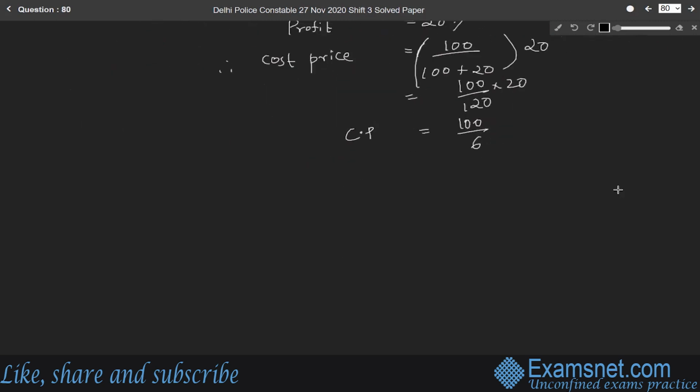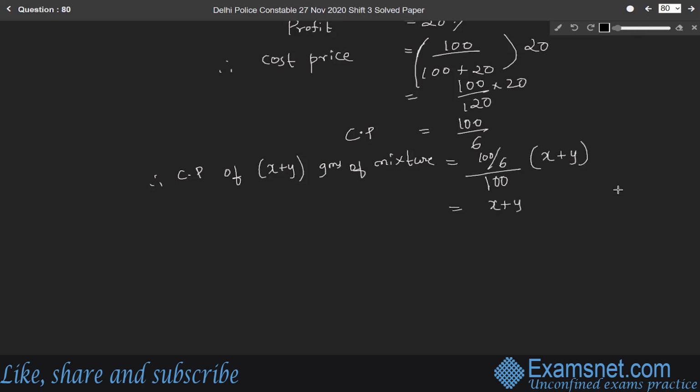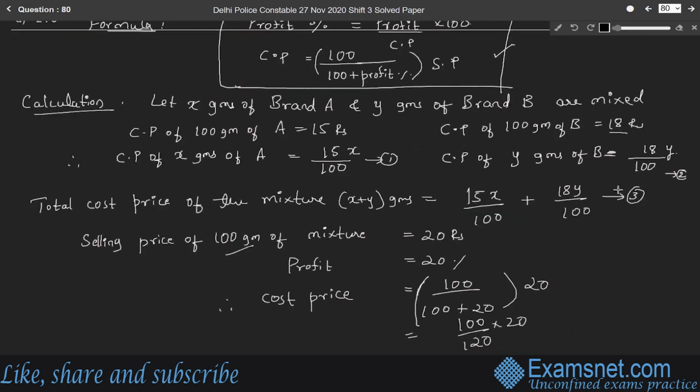Therefore, cost price of X plus Y grams of mixture is equal to... so what is X plus Y grams of mixture? For 100 grams of mixture, cost price is 100 by 6. For X plus Y grams of mixture, it becomes X plus Y by 6. Consider this as equation 4. X plus Y by 6. Understood? So the cost price of X plus Y grams of mixture is exactly the same as in equation 3.